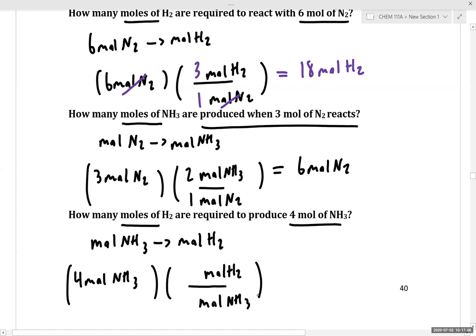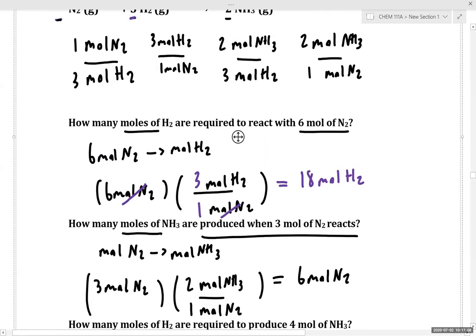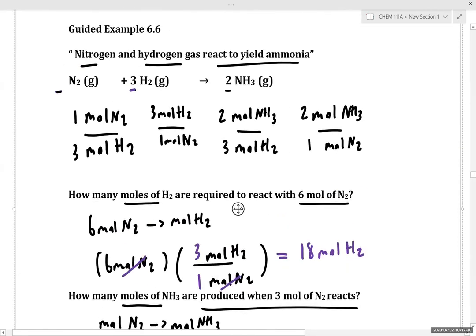So let's zoom up and look at our equation. How many moles of hydrogen do we need per mole of ammonia that we make? What's our hydrogen to ammonia ratio? What's our ratio of hydrogen to ammonia?